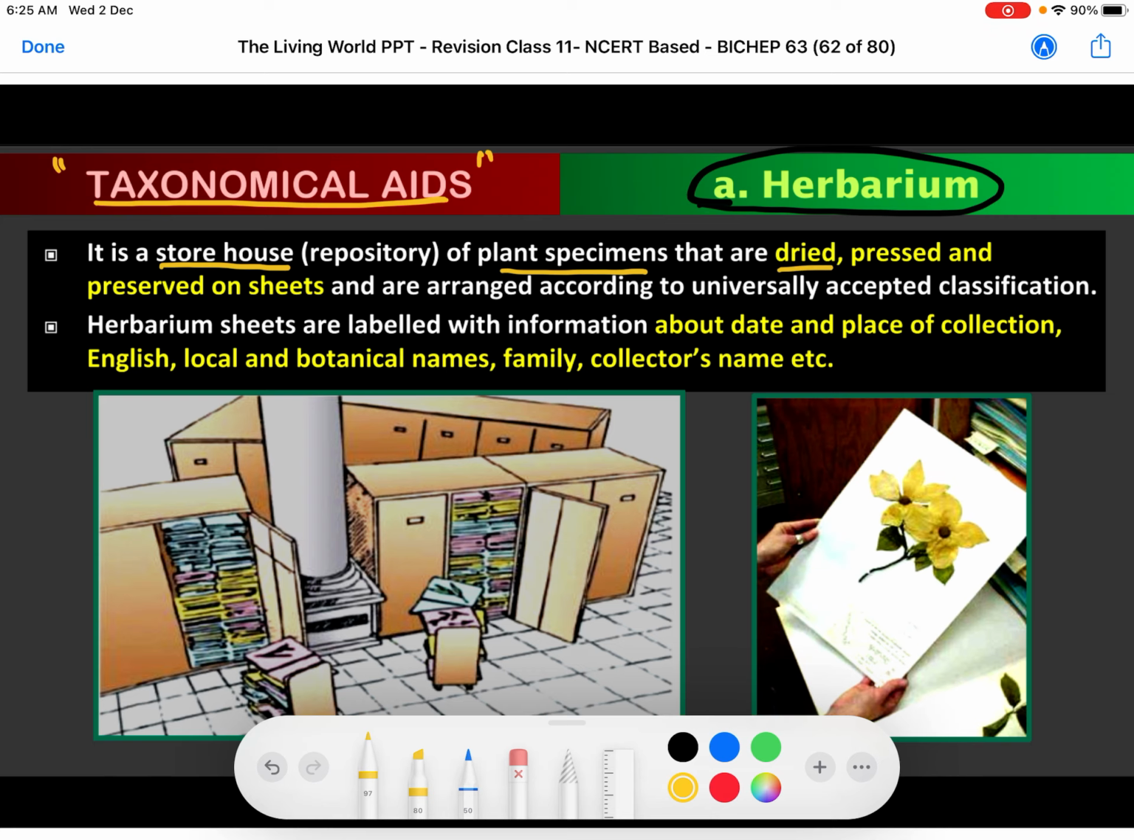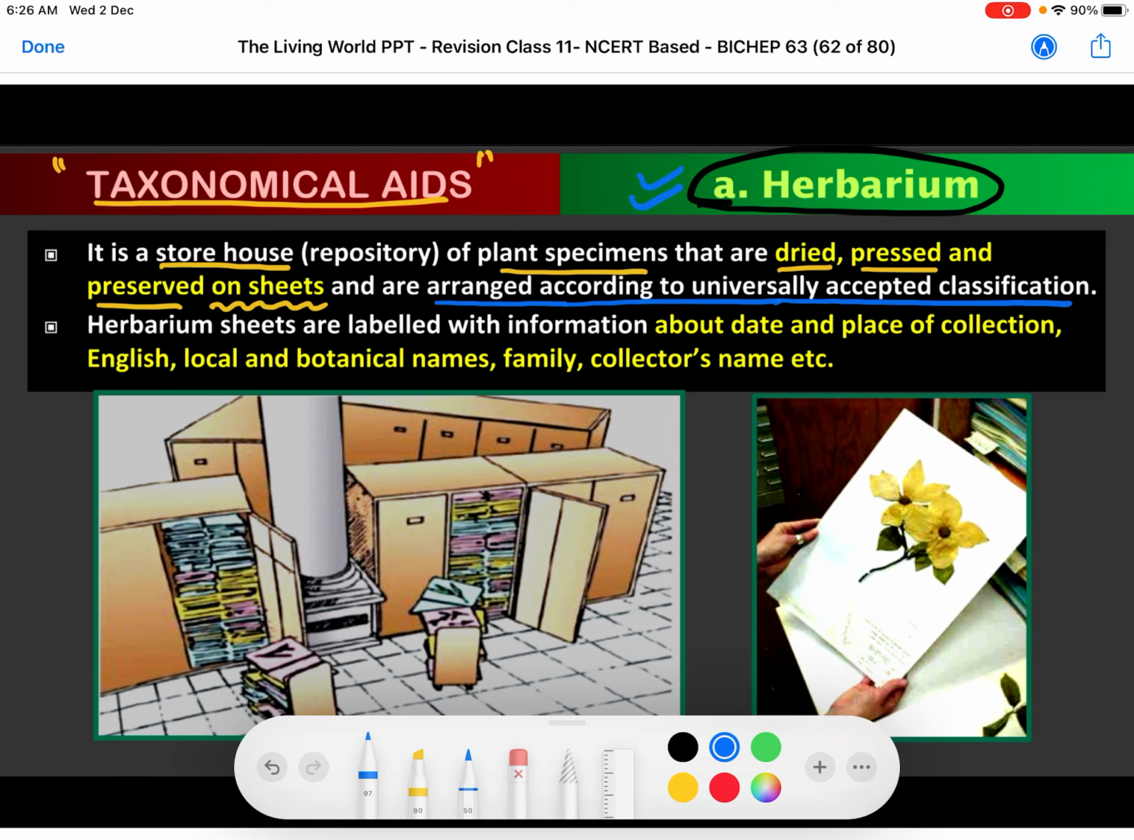which are dried, pressed and preserved on a particular sheet of paper, and they are specially arranged according to a universally accepted classification. So, let us try to understand the process of keeping the plant in the herbarium, how we can store it.